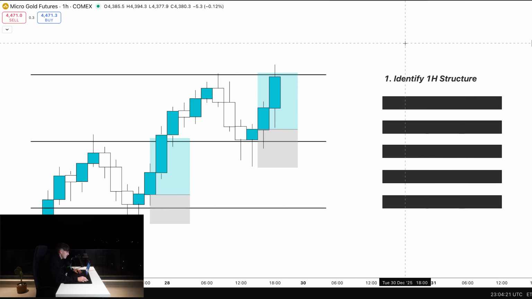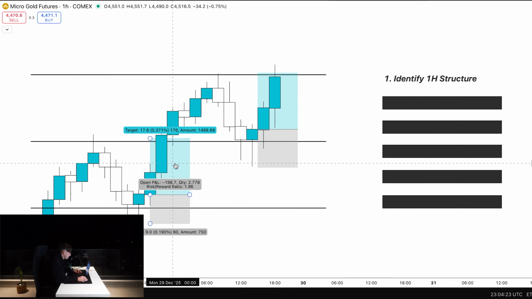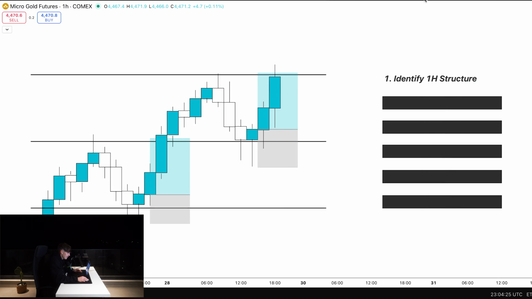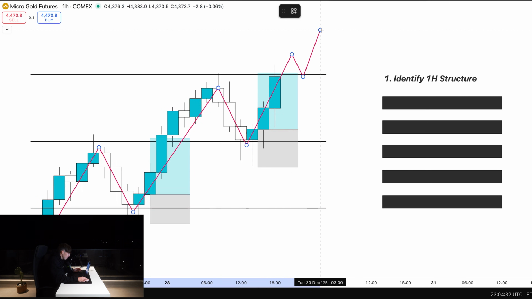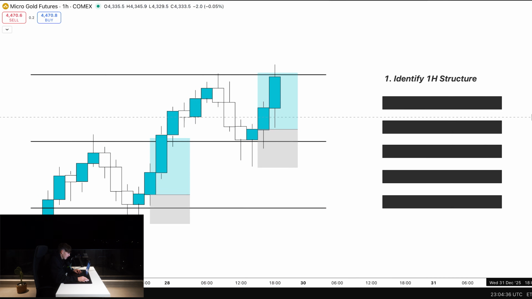So the first step in identifying this system is very simply identifying the 1 hour structure. Now, as you can quite clearly see in this example, we're very simply looking at higher highs and higher lows. Is the 1 hour making higher highs and higher lows? If so, then we're bullish and looking for buys. If not, then we're obviously bearish and looking for sells.